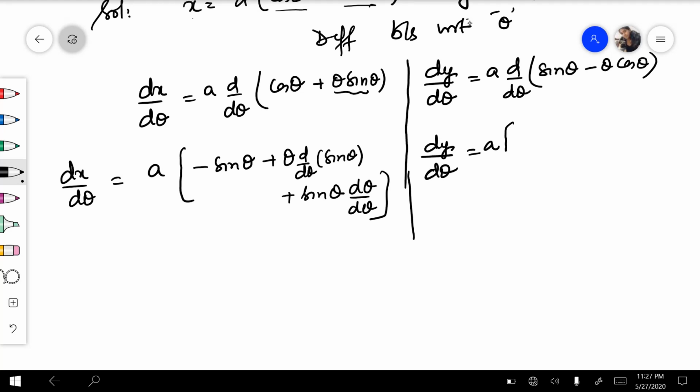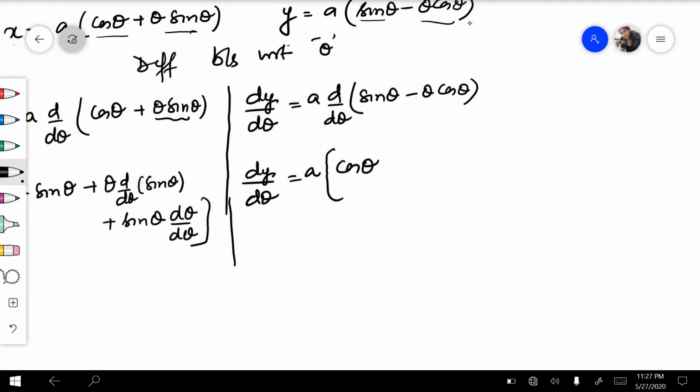और सेम dy by d theta के लिए, which is equal to a sin theta की डिफरेंशिएशन cos theta, यहाँ पर भी दो टर्म्स का मल्टीप्लिकेशन है तो प्रोडक्ट रूल, so minus theta into d by d theta cos theta plus cos theta into d theta by d theta.